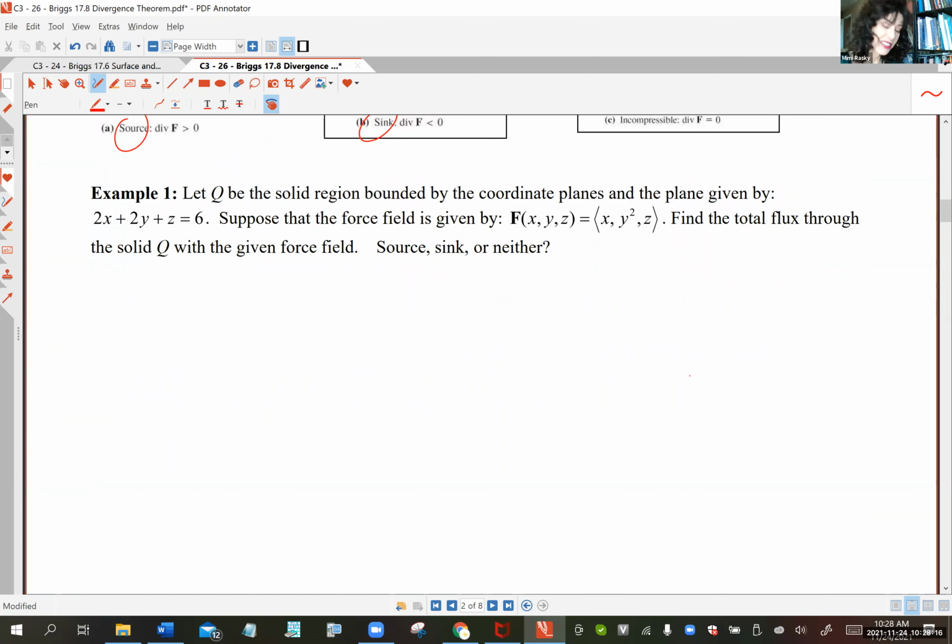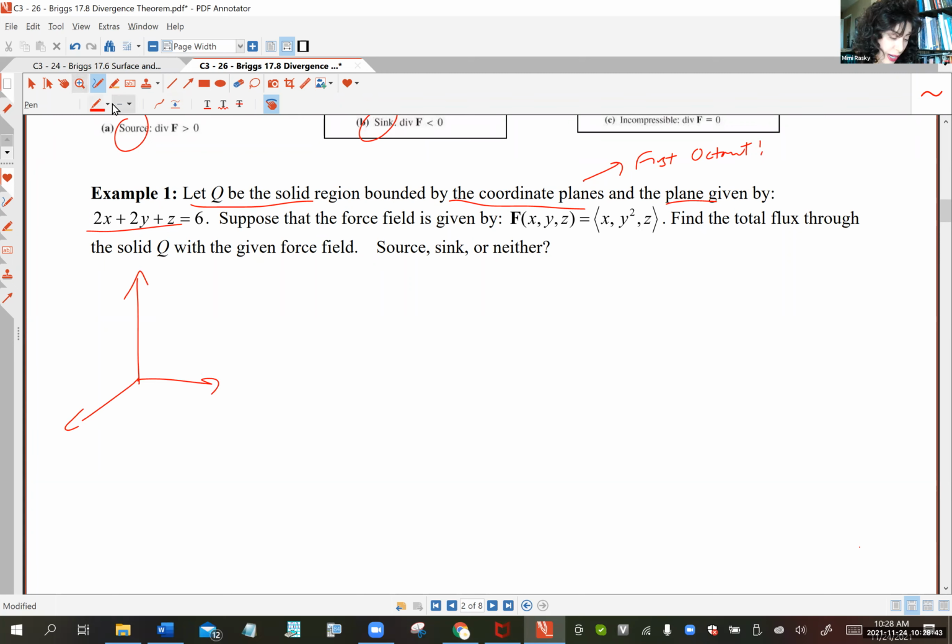Okay, so let's look at example 1. Say you have a solid bounded by the coordinate planes. Immediately that tells me we're in the first octant. That's a cute way of telling me I'm in the first octant. It's also bounded by the plane 2x plus 2y plus z equals 6. That's kind of like the capping surface. So I'm going to just draw this solid because I can.